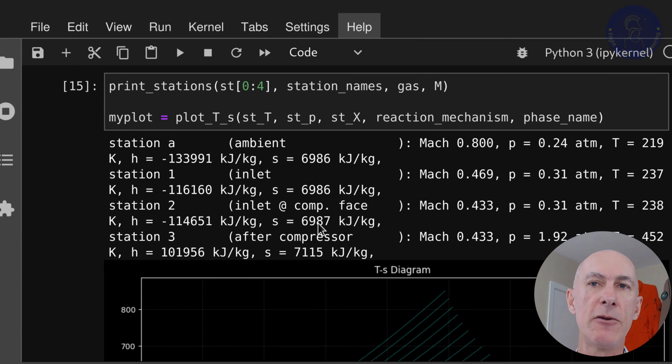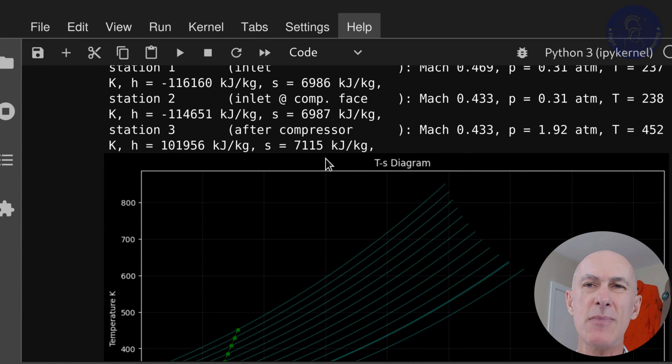Notice also that the entropy was constant in the first transformation that we had, because remember, we assumed that there was no loss between station A and station 1. And then from station 1 to station 2, there was loss. So the entropy has risen just a little bit, but it has risen. And now for the compressor, we know that we have losses. And so the entropy rises a lot. Not a lot, but it rises considerably.